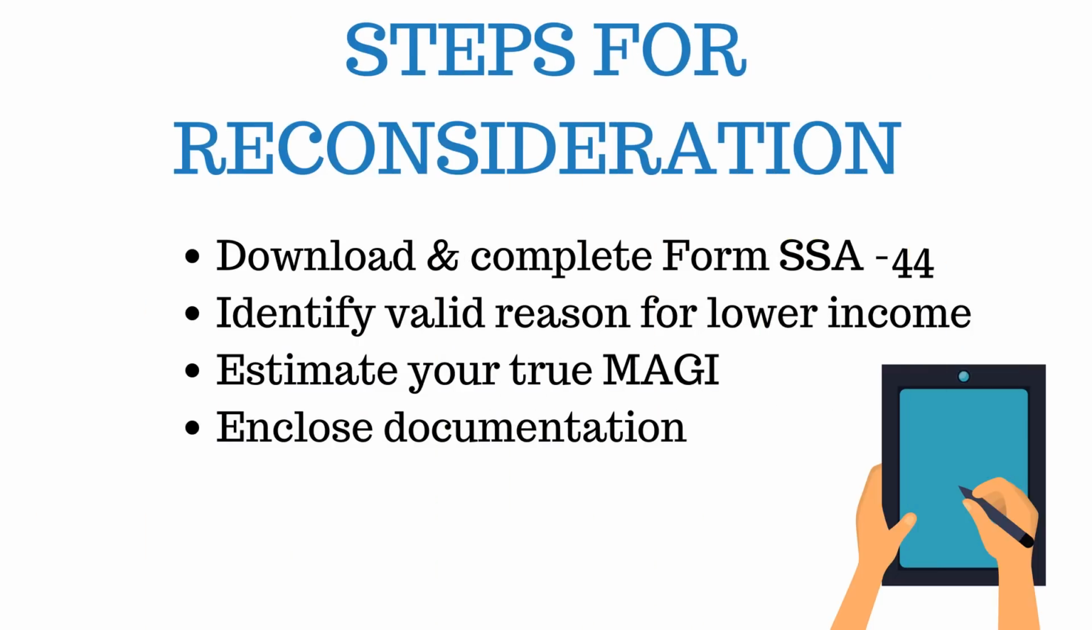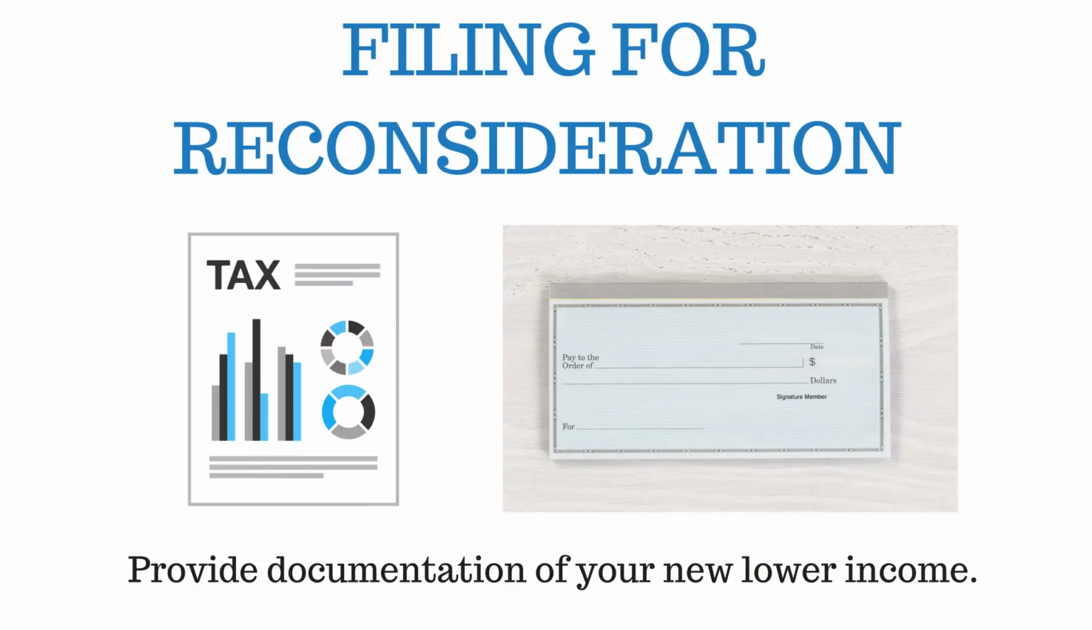So how do you file for a request for reconsideration? Here are the steps that you should follow. Visit our website or the Social Security website to download the form SSA-44. Then complete the form identifying the reason why your income is now lower than it was before. You'll estimate your true modified adjusted gross income for the coming year. And finally, you'll enclose any documentation that you may have to show the validity of your claim, including a copy of your most recent tax return. For example, if your income is lower now because you retired last year, you might include copies of your last pay stubs and a letter signed by your former employer that you retired on a certain date.